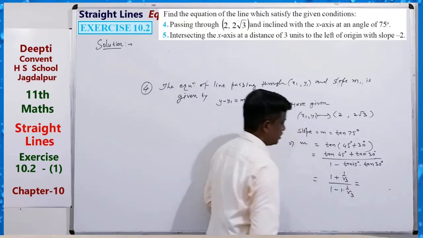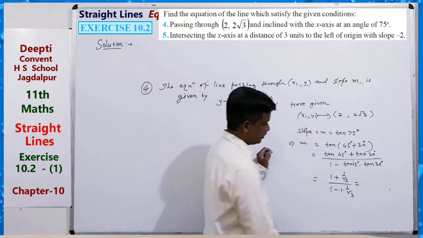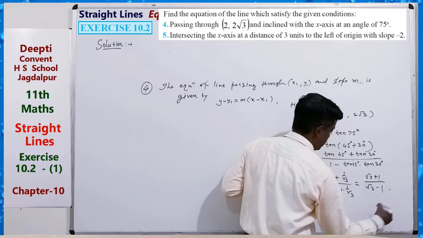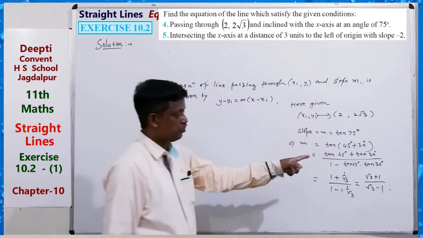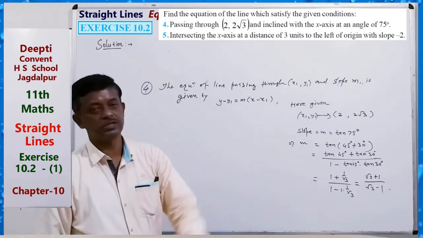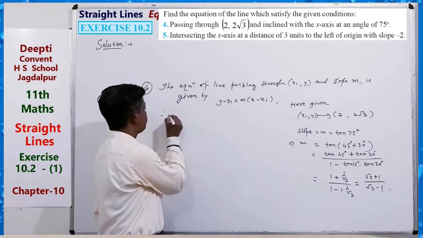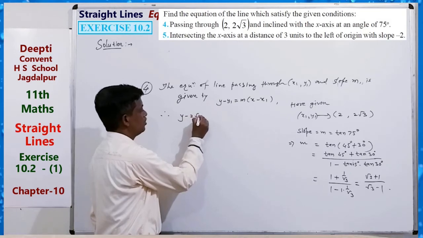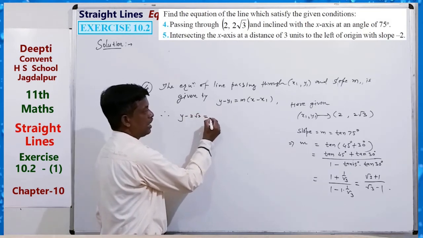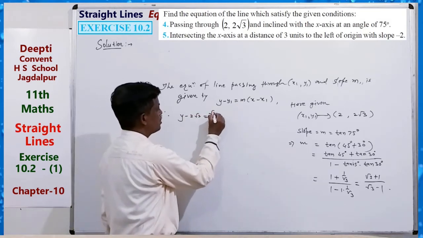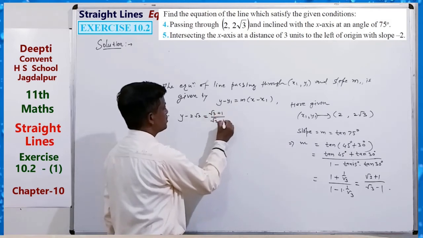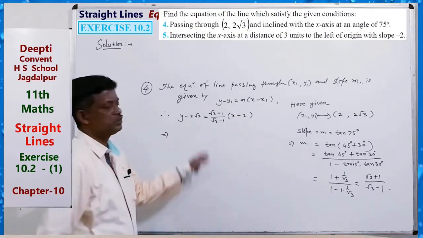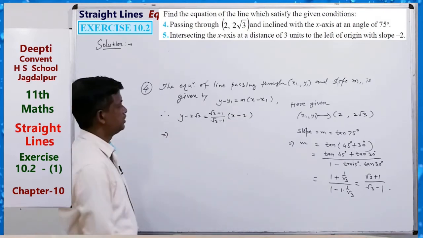So this can be written as root 3 plus 1 upon root 3 minus 1. So the slope m is equal to this. Then y minus y1, which is 2 root 3, equals m, root 3 plus 1 upon root 3 minus 1, into x minus 2. So by solving this we can find the equation of the straight line.